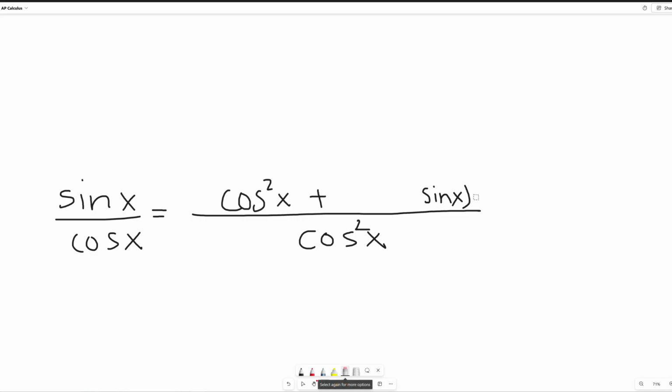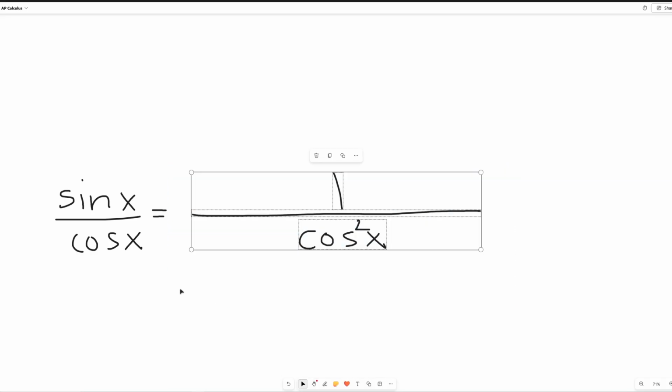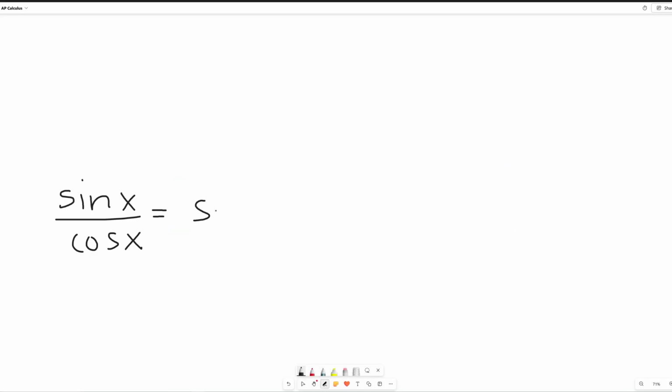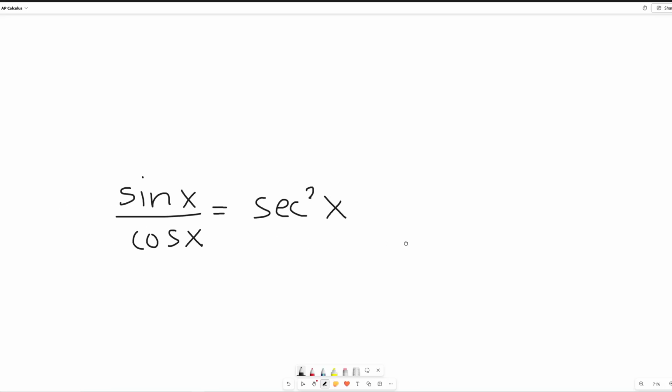And I can't erase it. But if you have sine squared of x, to derive it, you have to know that cosine squared of x plus sine squared of x is 1. That's an identity. You don't need to know it for the tests because you can memorize this rule. But it's good to know in general. So you have 1 over cosine squared of x, which is the same thing as secant squared of x.